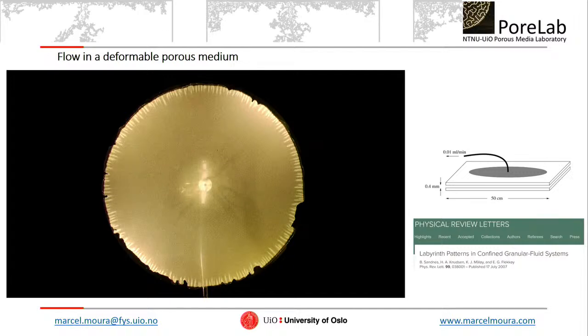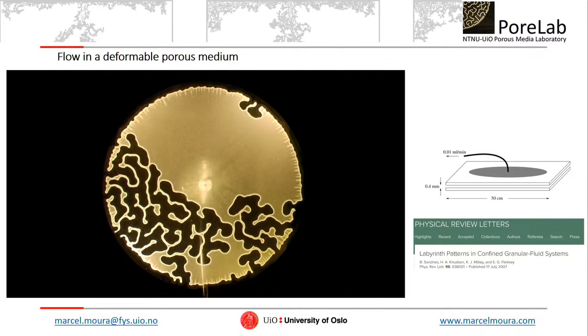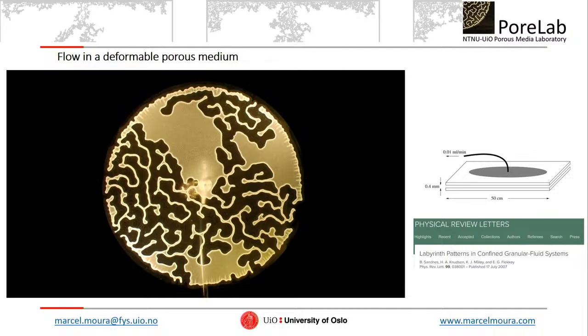So if you have a deformable porous medium, this is an experiment where you have grains in a suspension in between 2 plates. The grains are what you see in yellow there. And then you suck out the liquid from the center, so air enters from the sides. You get this type of structure here. This is called a frictional finger.